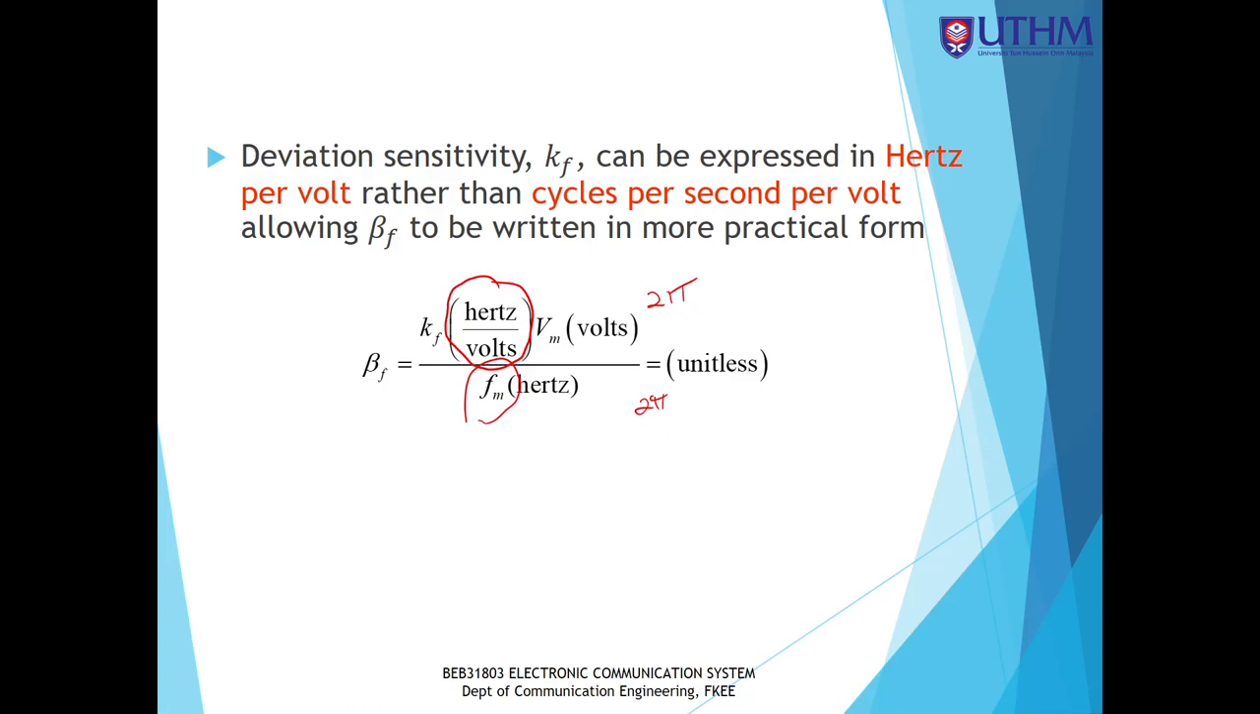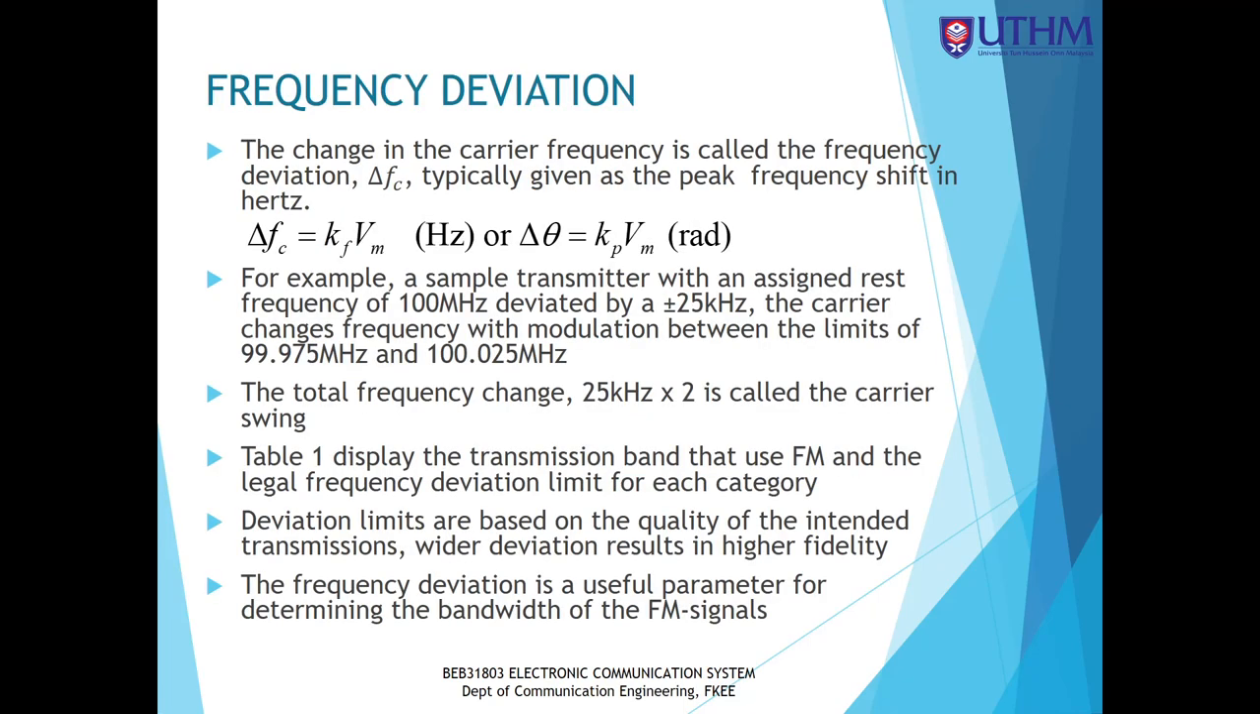Normally in the exam, we usually use the beta F parameter like this, with hertz per volt, so that it is easy for the students to do the calculations. And then frequency deviation and phase deviation, delta F and delta theta. So delta F is Kf Vm and delta theta is Kp Vm. Delta F, the unit is hertz. Delta theta, the unit is radians.